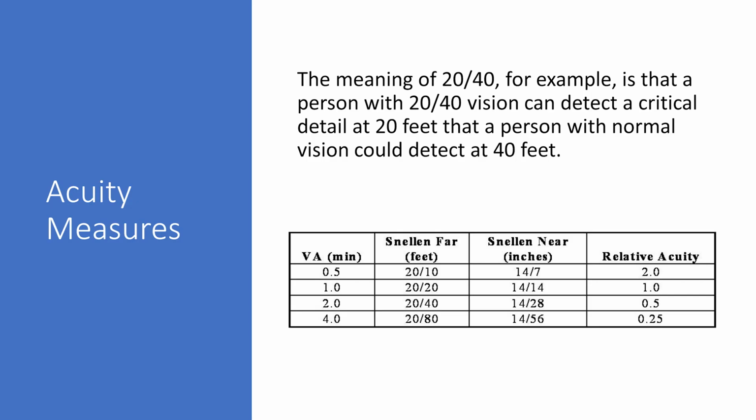The meaning of 20/20 vision, for example, is that a person with 20/20 vision can detect a critical detail at 20 feet that a person with healthy vision could detect at 20 feet. 20/40 vision would mean that you need to be within 20 feet to detect an object that would normally be seen from 40 feet away. This means you're likely going to need glasses.